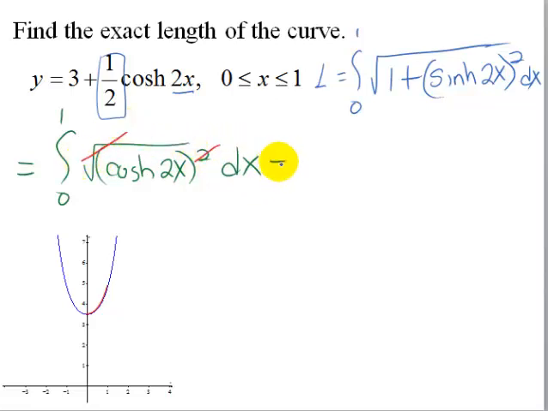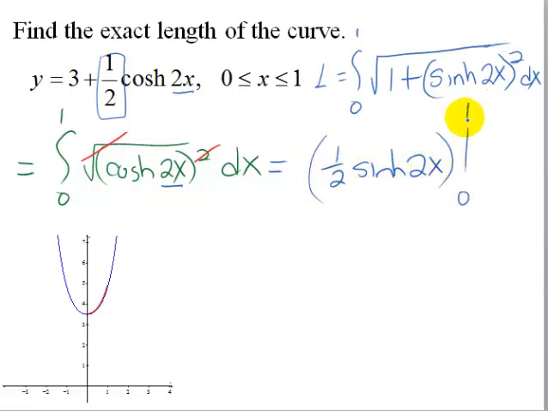So nicely the squared and the square root will cancel. So then I just need to integrate the hyperbolic cosine, and the integral of that is hyperbolic sine, but I have a 2x. So I'm going to need a 1/2 and the hyperbolic sine of 2x, so that when I do the chain rule, that would cancel. And that needs to be evaluated from 0 to 1. So now I can go ahead and do that evaluation.